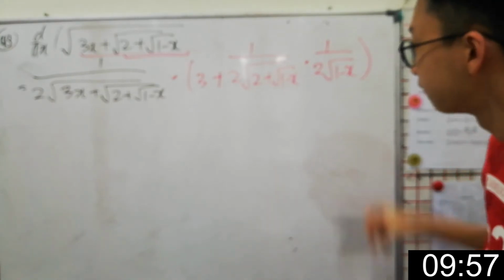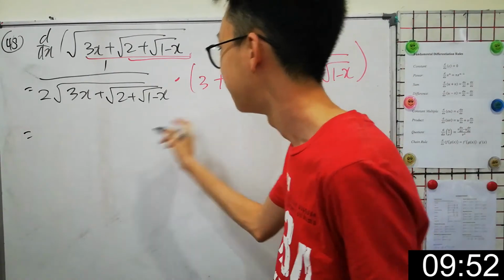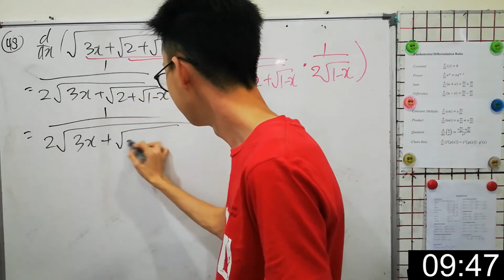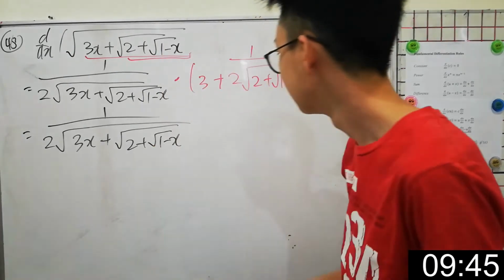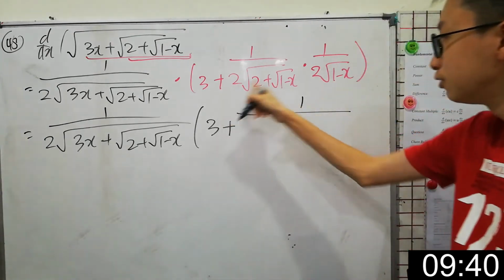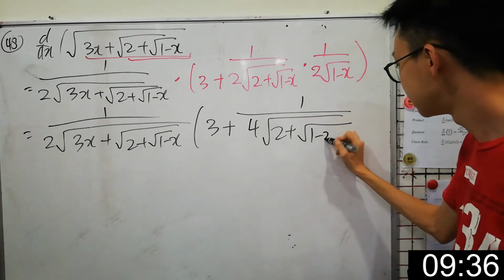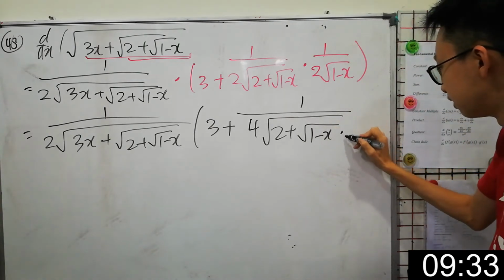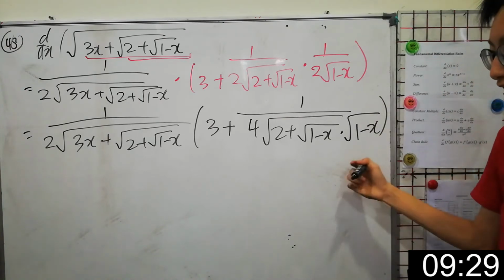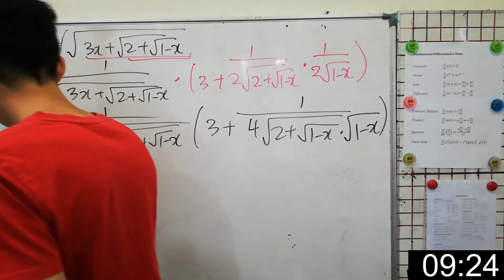Okay, then you just have to simplify this. And I don't think I am combining two of them. I just leave this outside. Okay, 2 3x plus square root 2 plus square root 1 minus x. Okay, times 3 plus 1 over 2 times 2 is 4. 2 plus square root 1 minus x. Then we still have another 1 minus x. I think I will just leave my answer like this. Okay, anyway. Okay, last 9 minutes, 49.